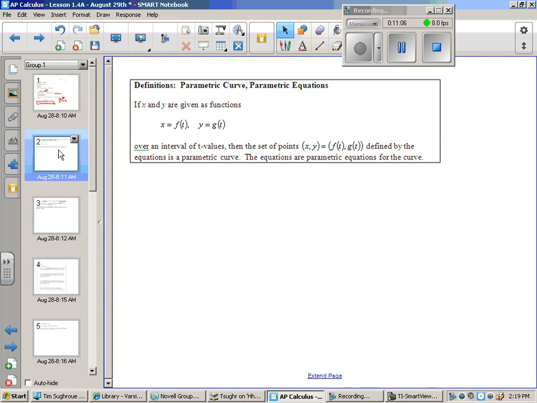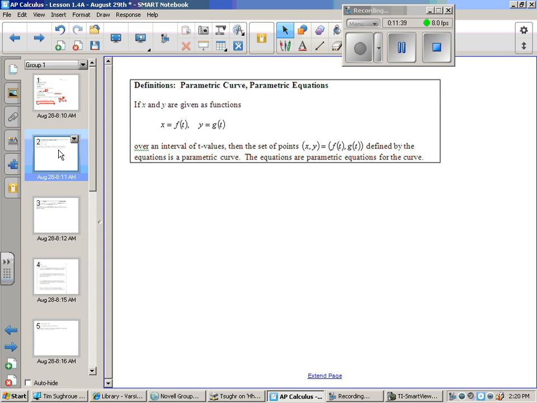Let's look at the second one. Definition. Parametric curve or parametric equations are defined as follows. X and y are given as functions. X equals some function in terms of time, and y equals some function in terms of time. Over an interval of t values, then the set of points x, y, which is just f of t, g of t, defined by the equations, is called a parametric curve. The equations are parametric equations for the parametric curve.